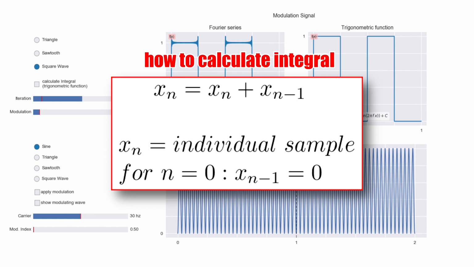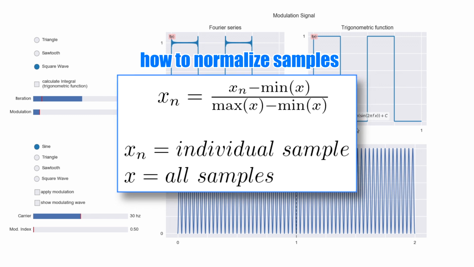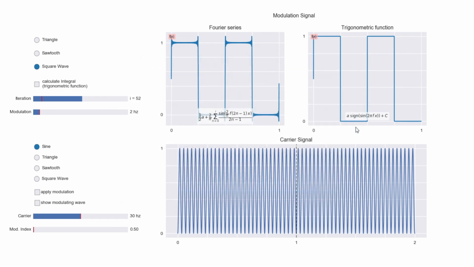So one sample is the sum of all previous samples. And after that we will need to normalize our samples because the values will now range between 0 and maybe a few thousands. So that's how we can create the integral of a function. And that's also how it works in this program when I click on calculate integral.